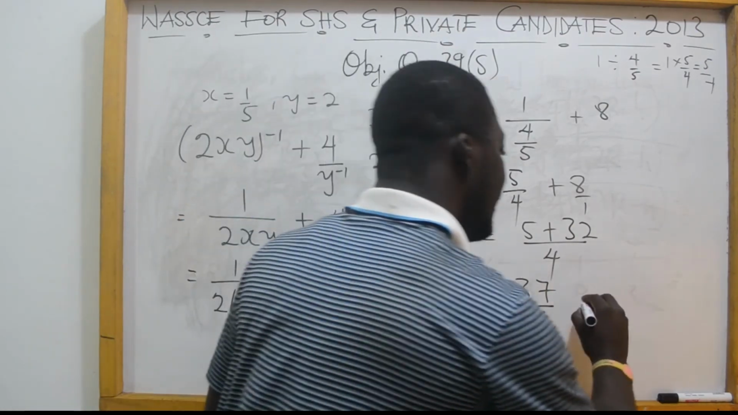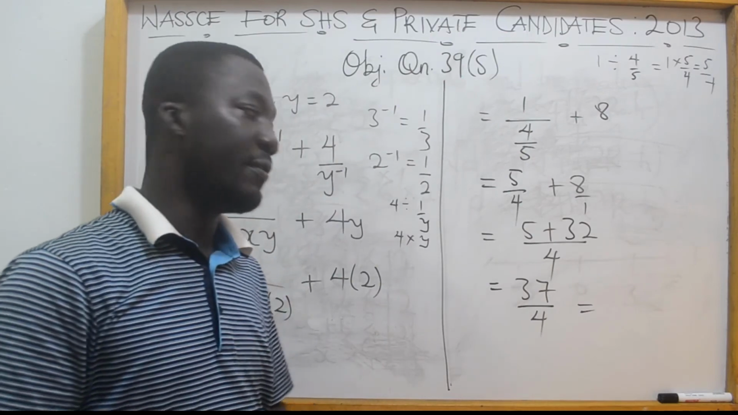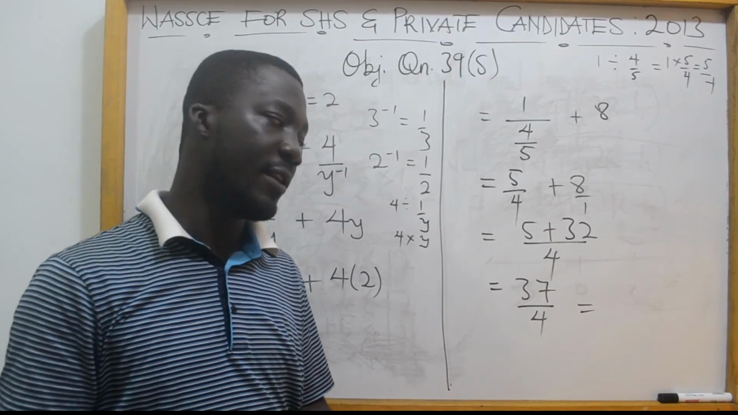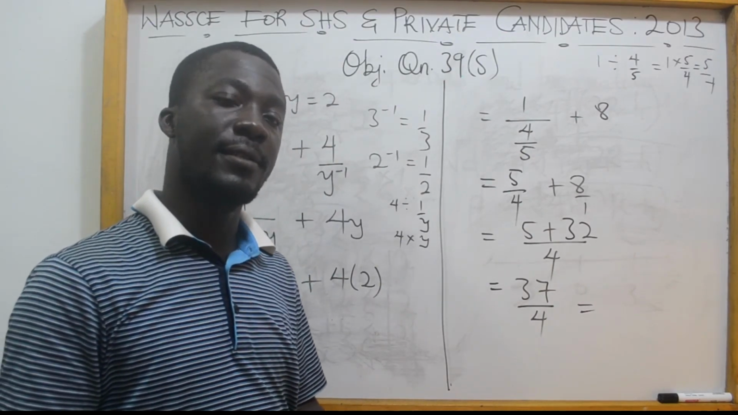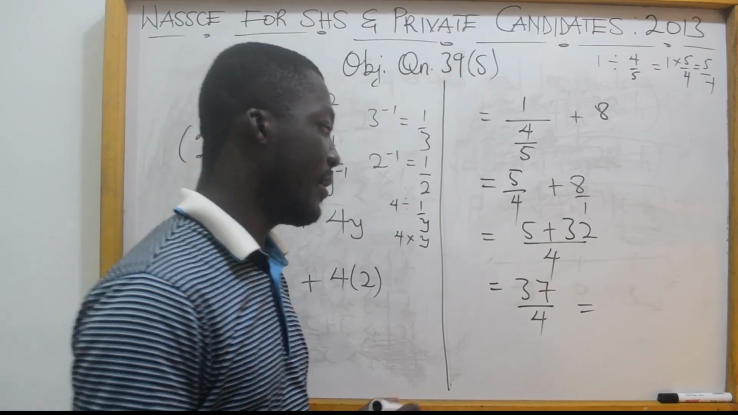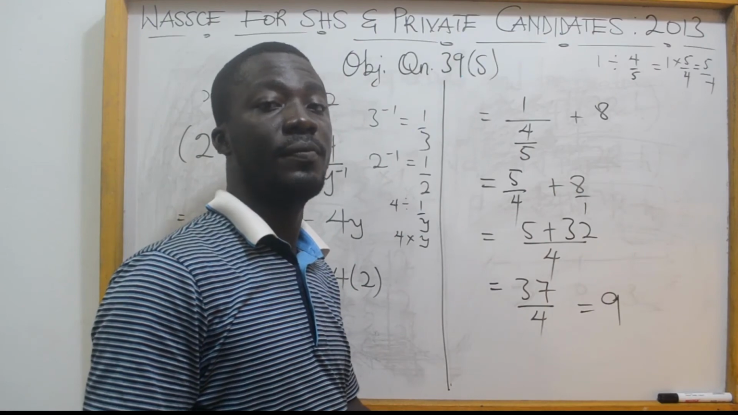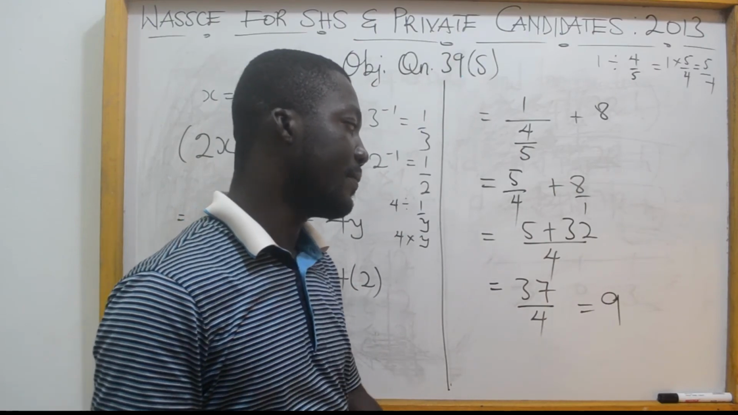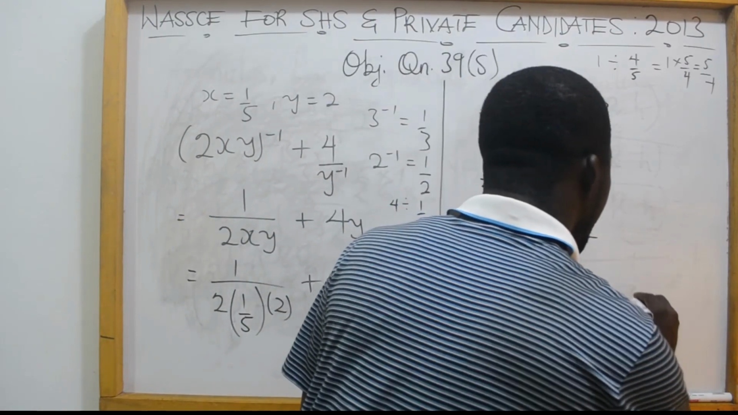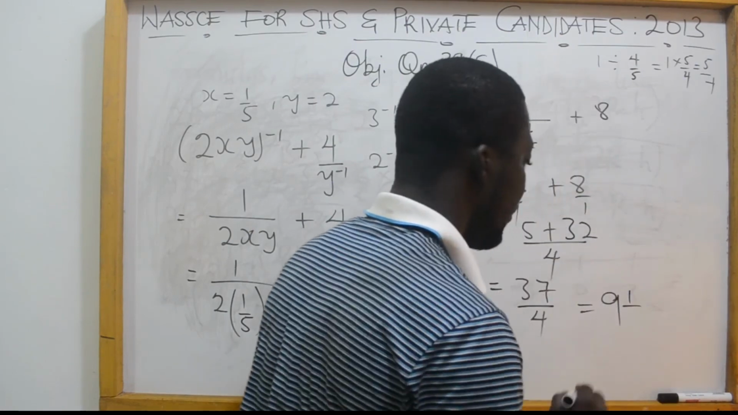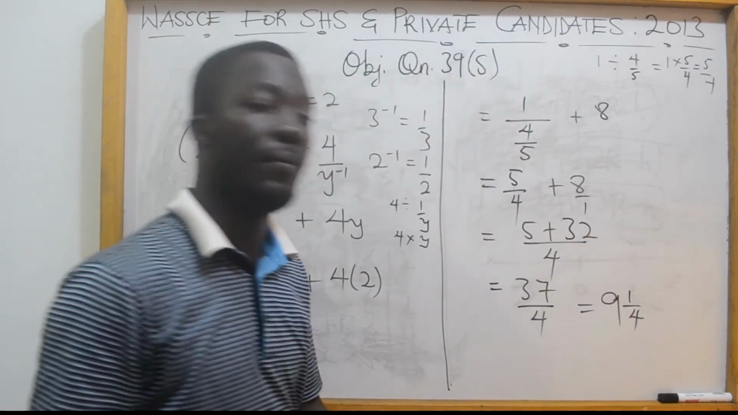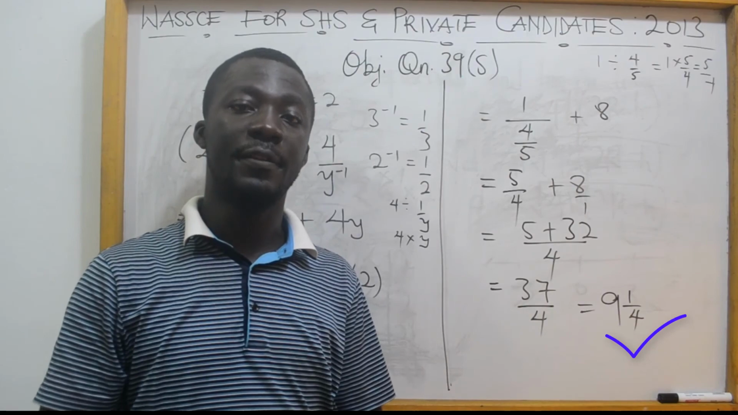So if you want to write this in mixed fraction, 4 into 37 is 9. 9 times 4 is rather 36. So 9, remainder 1, whole number 9, then over the denominator 4. So that's our final answer there.